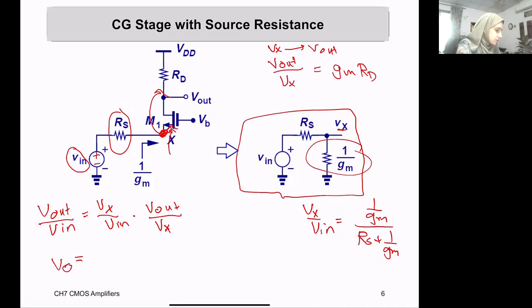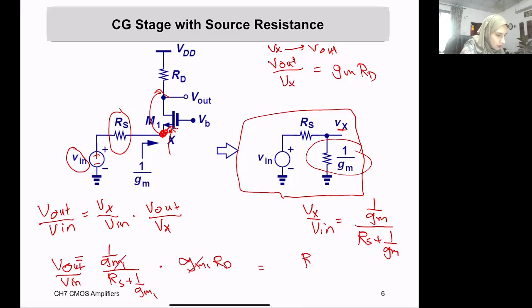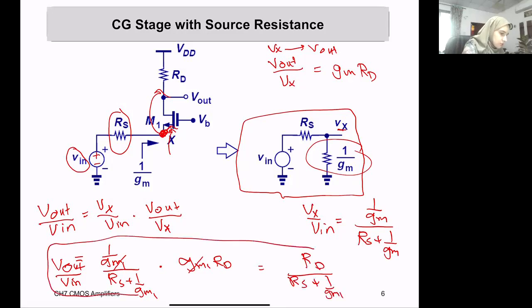So Vout over Vn will equal Vx over Vn, which is 1 over Gm divided by Rs plus 1 over Gm, 1 obviously because I just have one transistor here, multiplied with Gm1 times Rd, which can be simplified. This Gm1 cancels with this Gm1, giving Rd over Rs plus 1 over Gm1. What does this look like? This gain reminds you of what? Does it remind you of anything?